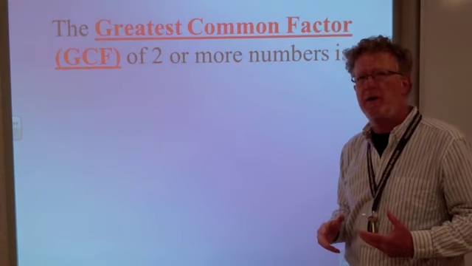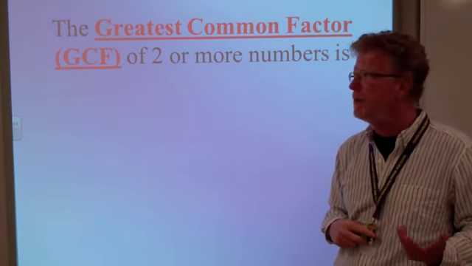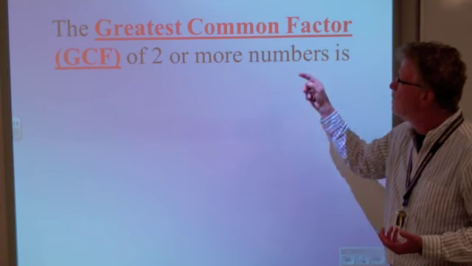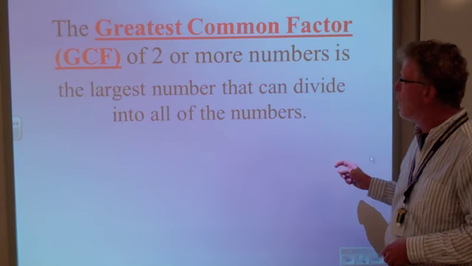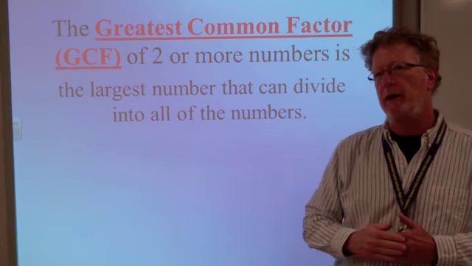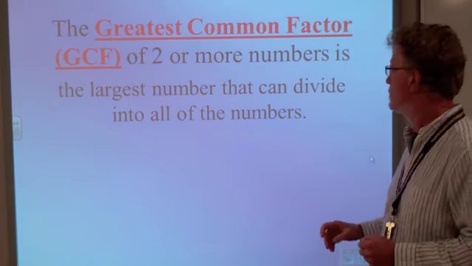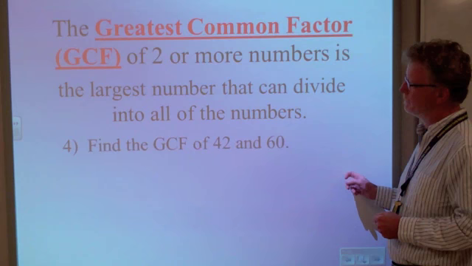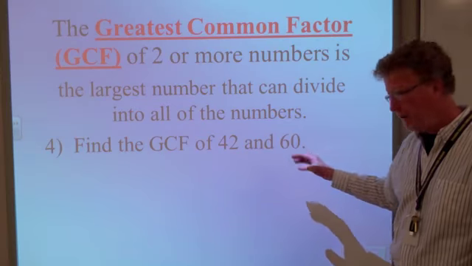Okay, so what is the greatest common factor? We've looked at the prime factorization of a number. What is the greatest common factor of 2 or more numbers? Well, that's going to be the largest number that can divide into all of the numbers. So find the greatest common factor of 42 and 60.